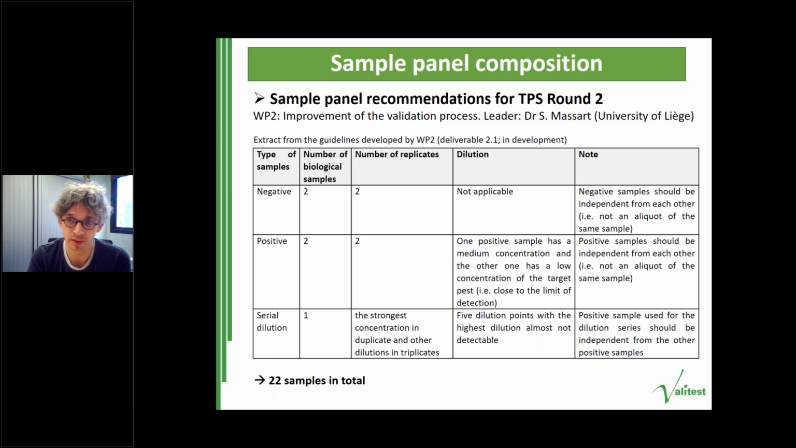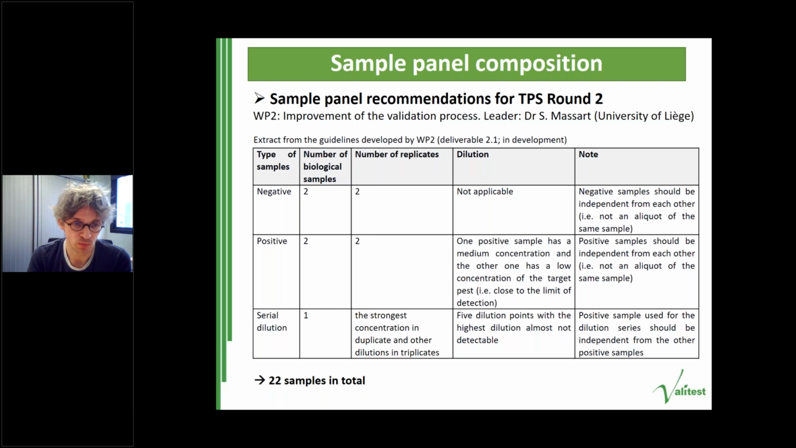It is important that these negative samples should be independent from each other. They should not be aliquots from a single negative sample. Same for the positive. We propose to have two biological samples with two replicates. We propose to have one sample with a medium concentration and another one closer to the limit of detection, but of course higher than the limit of detection. And same as for the negative, the positive samples should be independent from each other.